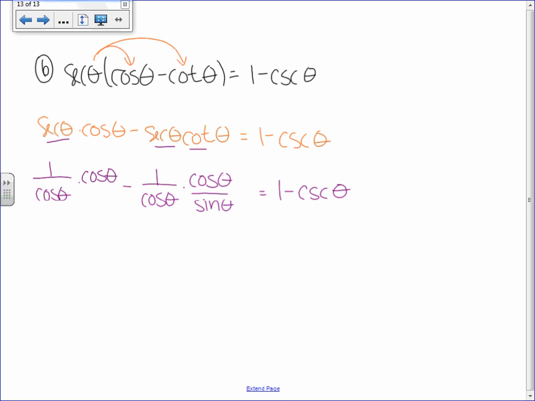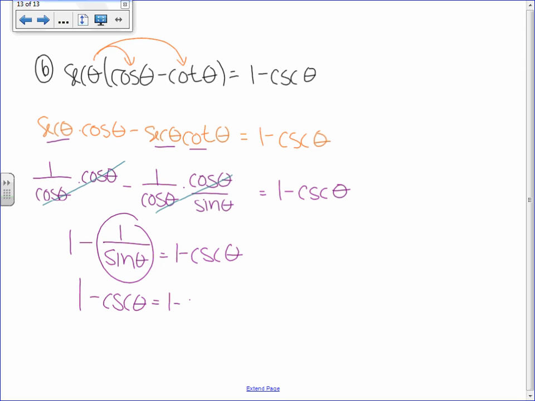Remember, you just change how things look, so you don't move anything from right to left. And this is awesome because now these will cancel because they're top and bottom, and these will cancel because they're top and bottom. So here I'm just left with a 1, and then I'm left with a minus 1 over sine theta. And 1 over sine theta is just the reciprocal of sine, which is cosecant. And there we go, I'm done. Check. A little more difficult than the last ones, but still not too bad.